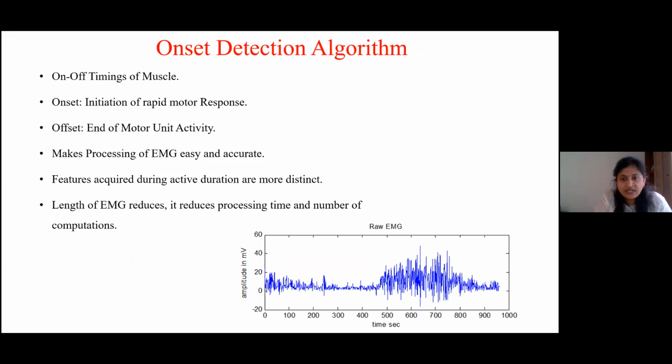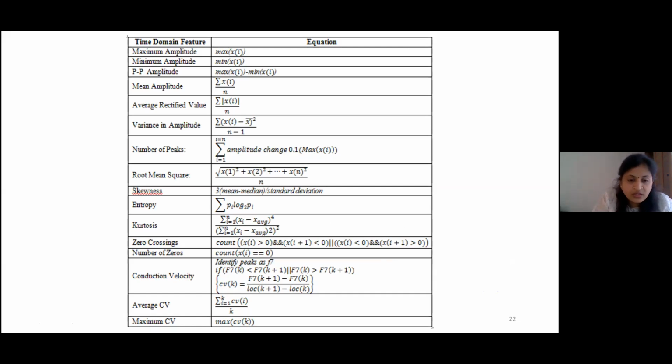So while deciding the features, you should consider the very important conditions or the things that you want to acquire from the muscles. Whatever information you want to acquire from the muscle, depending on that, you have to choose your time domain features.